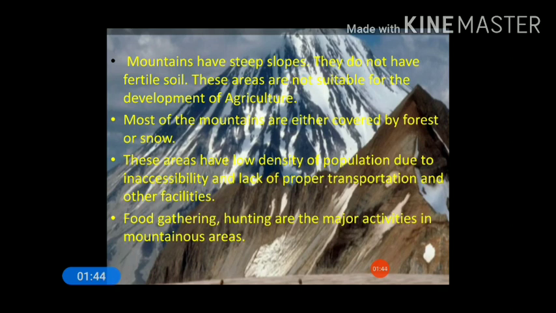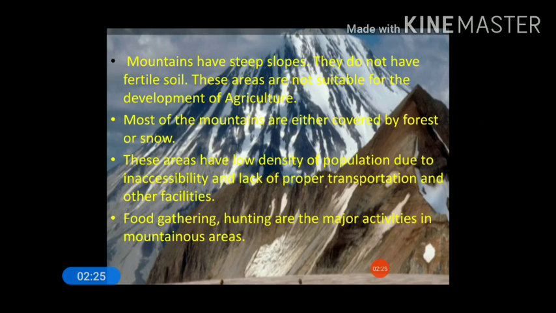If you have gone to mountainous or hilly areas, you see that the slopes of the mountains are generally covered by forest and by a thick sheet of ice and snow. These areas have a low density of population due to inaccessibility and lack of proper transportation and other facilities. Building road networks and other communication lines in hilly or mountainous areas is very difficult, due to which the population living in this area is very small and the density of population is very low.